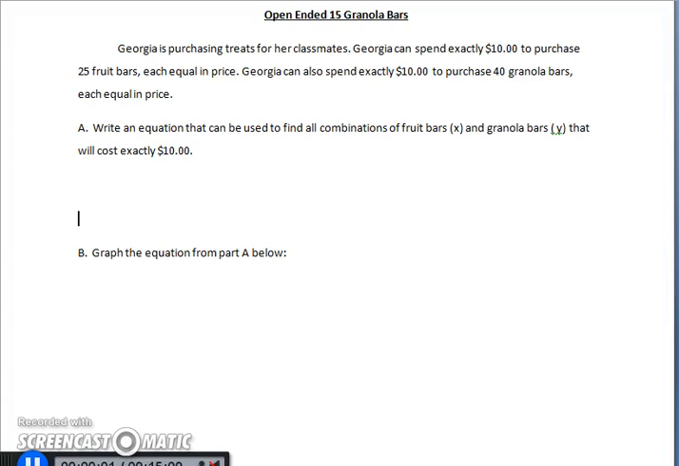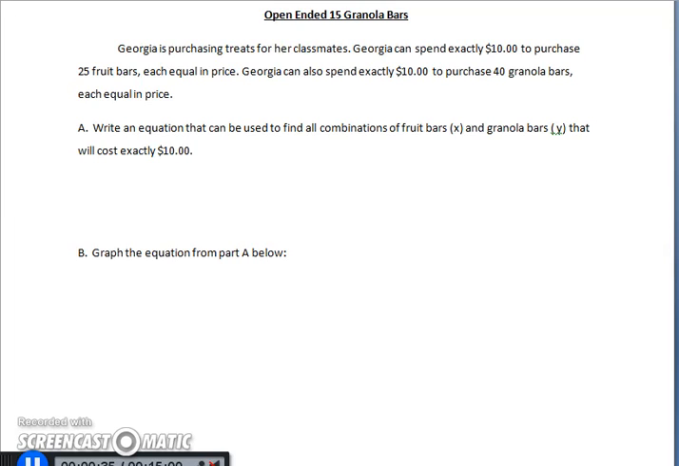Hi again, everybody. Our open-ended today deals with linear equations, but in standard form rather than slope-intercept or point-slope form. So, this open-ended is about granola bars. Georgia is purchasing treats for her classmates. Georgia can spend exactly $10 to purchase 25 fruit bars, each equal in price. Georgia can also spend exactly $10 to purchase 40 granola bars, each equal in price.